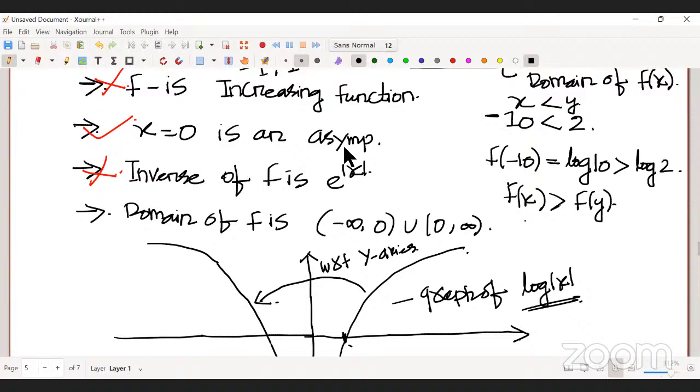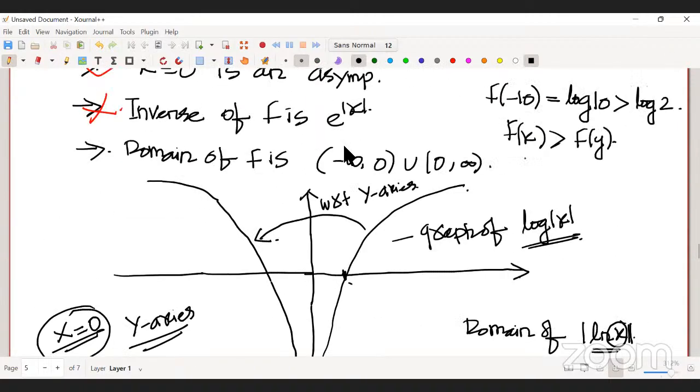Sir, how does the graph of e to the power mod x look? E to the power mod x. It's the same thing, right?